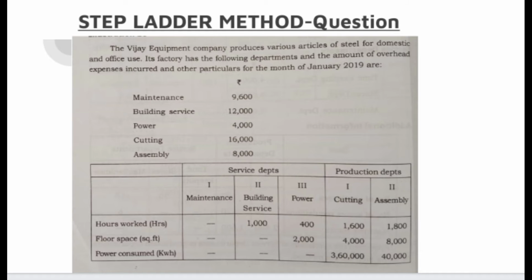Here, the maintenance department is the most serviceable department because the reapportionment values are given in the other 2 service departments and production departments. And the next service department is building service. Here also we can see 3 apportionment values, and the least serviceable department is power. It is apportioned to the production departments only.